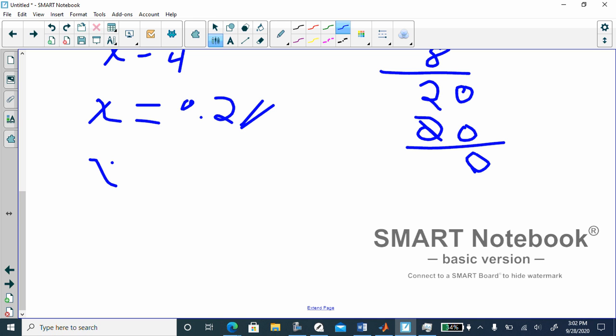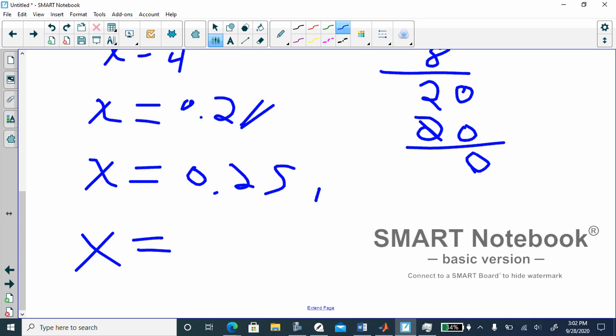X is 0.25. So that's as a decimal. We want that as a percent because that's what it asked us for x. So if we're going from a decimal to a percent, we move to the right. So 1, 2 places to the right. So as a percent, that would be 25%.